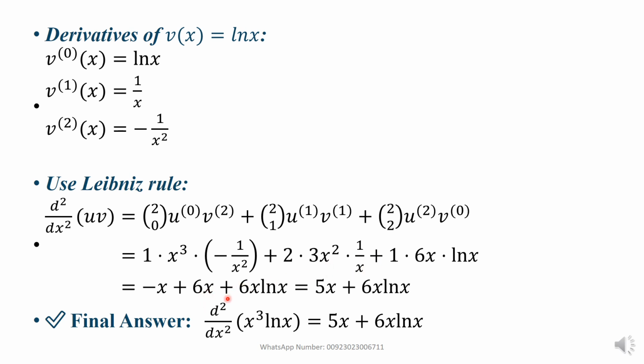Plus sign you write plus sign. Now we multiply 1, 6x multiplied by ln x, 6x ln x. Now you can see here both are x value. Minus 1 plus 6 we get plus 5x, plus 6x ln x you write same. Final answer: d square upon dx square of x³ ln x equals 5x plus 6x ln x.